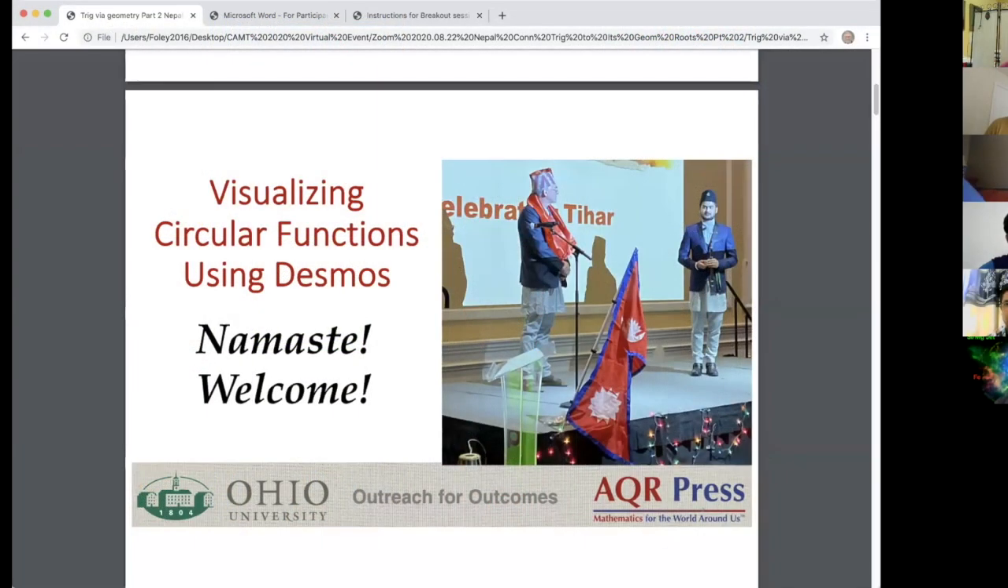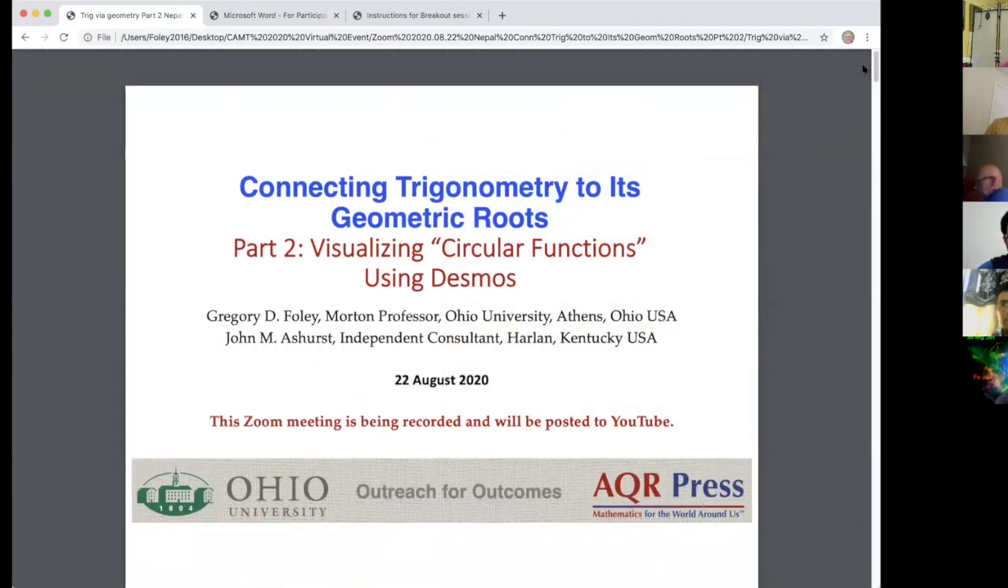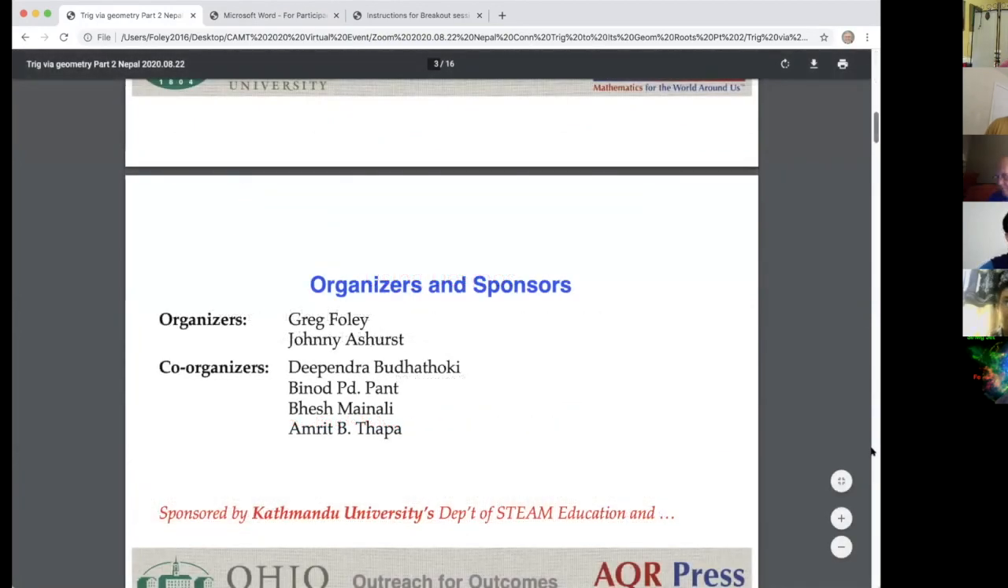So today we'll be talking about visualizing circular functions using Desmos. This is part two of a two-part series on connecting trigonometry to its geometric roots. But I want to take my hat off to Amrit Thapa, who was instrumental in planning the breakout sessions and did much of the preparation for this particular session.